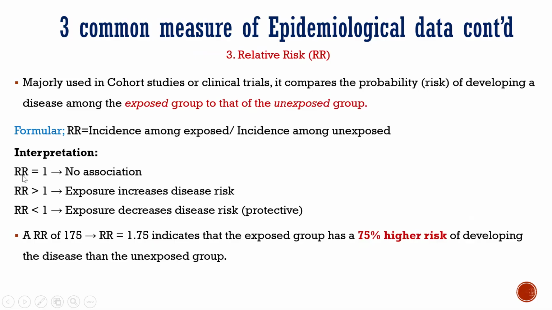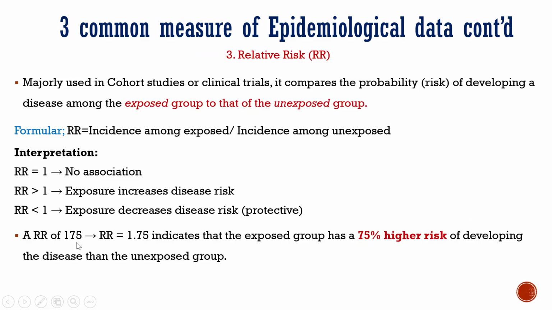So this is also the interpretation. When the relative risk is equal to 1, that means there's no association between the exposure and that particular disease. All right, then when the relative risk is greater than 1, it means that exposure to that particular factor increases the disease risk. But when the relative risk of developing that particular disease is less than 1, it means exposure decreases disease risk, or it can also be a protective factor.